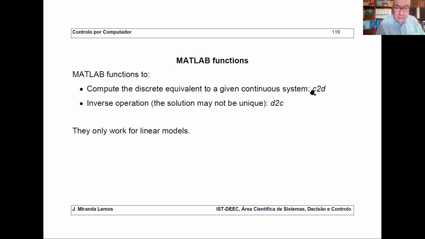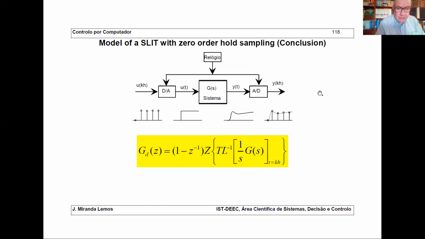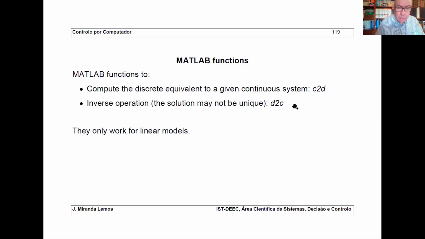Now, C2D has a unique response. D2C can have several answers, but you are taking the most probable one, so the definition may not be unique, because in the process of discretizing, you are making some approximation, so you are losing information. There are several continuous time functions that have the same discretization, and so the inverse operation involves some approximation. But this C2D implements exactly this formula. So one way for you to check the results of some problems is by just using MATLAB with C2D.